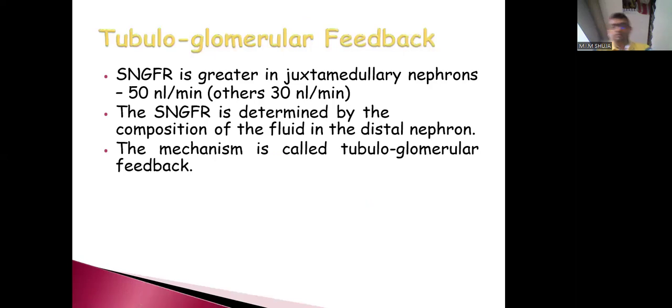The tubular glomerular feedback. Single nephron glomerular filtration rate is greater in juxtamedullary nephrons. It's around 50 nanoliter per minute. Other nephrons is 30 nanoliter per minute. This is mainly determined by the composition of the fluid in the distal nephron that we call tubular glomerular feedback. Just know that the feedback is called tubular glomerular feedback. We will learn that in future.